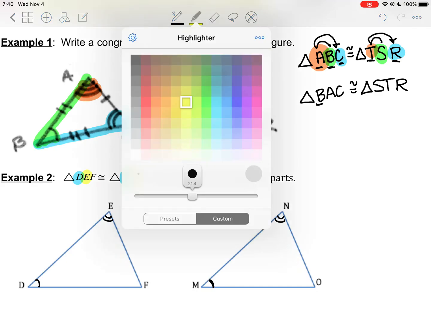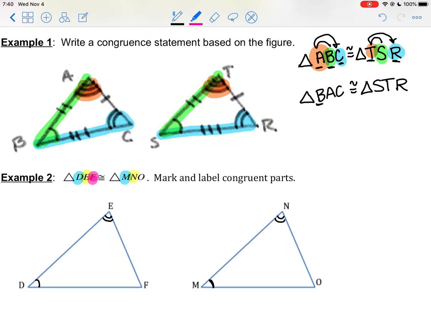The final letter in the angle name is F for the first triangle and O for the second triangle, so those correspond. So I'm going to put 3 markings on each of those angles. Angle F gets 3 markings and angle O gets 3 markings. So now our congruent angles are marked with the same mark but in the 2 different triangles.